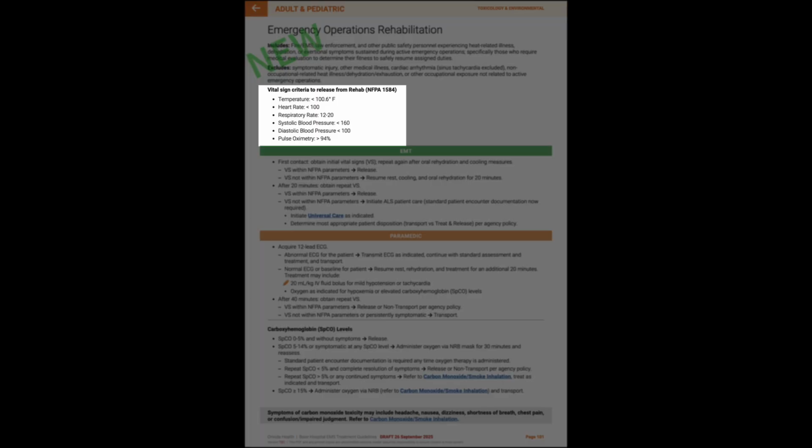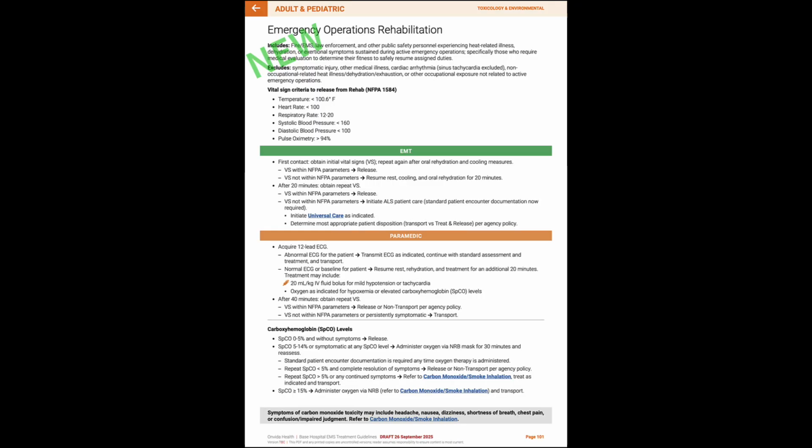NFPA 1584 defines acceptable vitals for rehab release as follows: temperature below 100.6 degrees Fahrenheit, heart rate under 100, respiratory rate between 12 and 20, systolic blood pressure under 160 with diastolic under 100, and oxygen saturation over 94%.